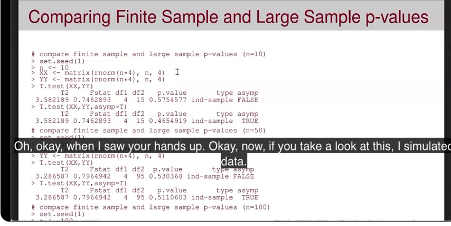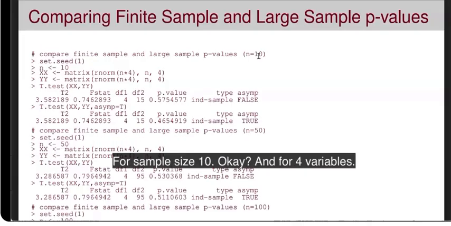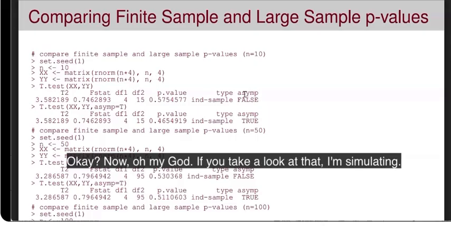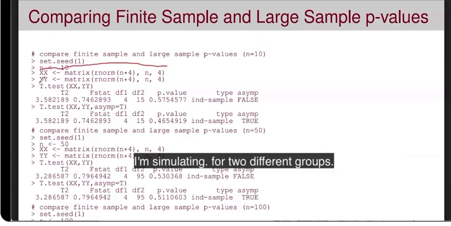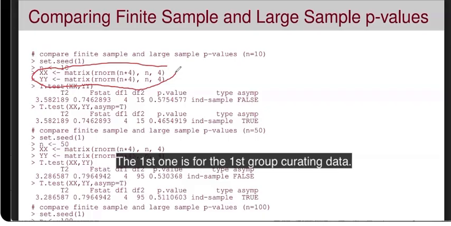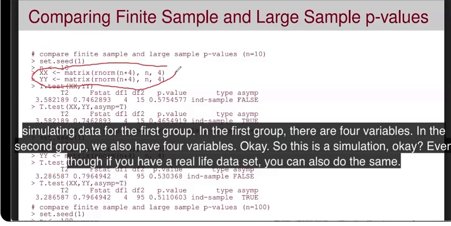Okay, now, if you take a look at this, I simulated data for sample size 10 and for four variables. I'm simulating for two different groups. The first one is for the first group, simulating data for the first group. In the first group, there are four variables. In the second group, we also have four variables. So this is a simulation.